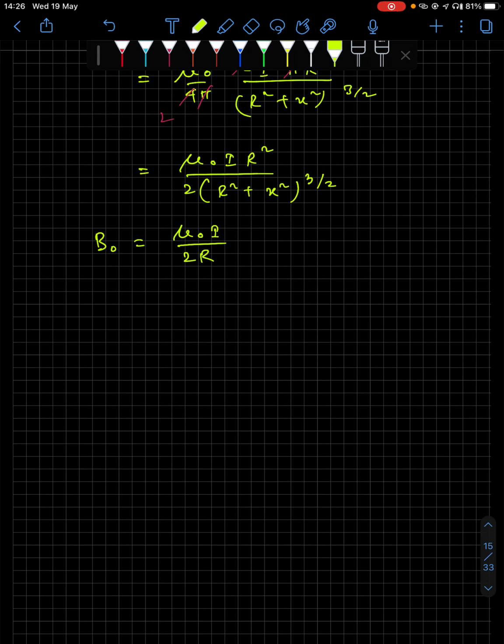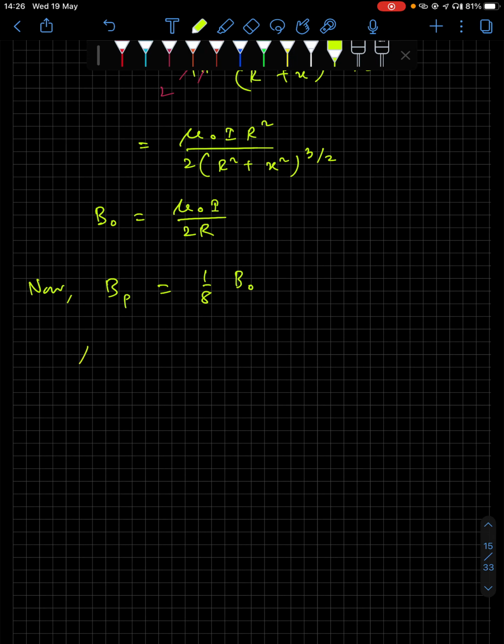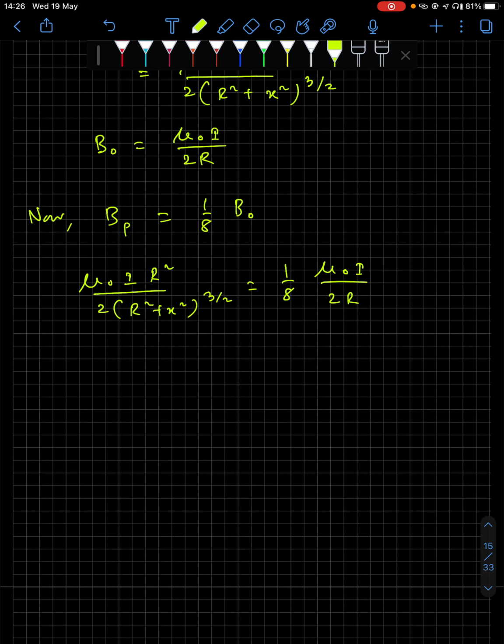Now if we put these values in the given condition, that is BP equal to 1 by 8th of B naught, right? So BP, what is the relation? Mu naught I R square divided by 2 times R square plus X square to the power 3 by 2 equal to 1 by 8th of B naught, which is mu naught I by 2R. So on both the sides you can cancel mu naught I. And what remains, this 2 can be cancelled.